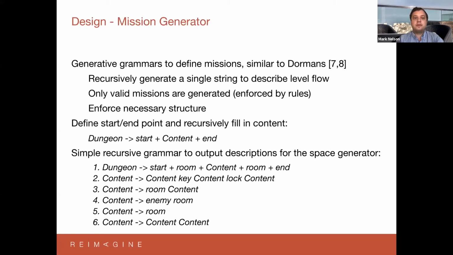We selected generative grammars to define missions. We recursively generate a single string, which is used to describe an intended order of room types that a player will visit. The grammar rules enforce the generation rule, so only valid missions are generated. The mission generator rules enforce any necessary structure that might be difficult for the space generator. We start each generation with a rule defining a start and end point and recursively fill in the content. We use a simple recursive grammar designed to output similar but varied descriptions for the space generator.